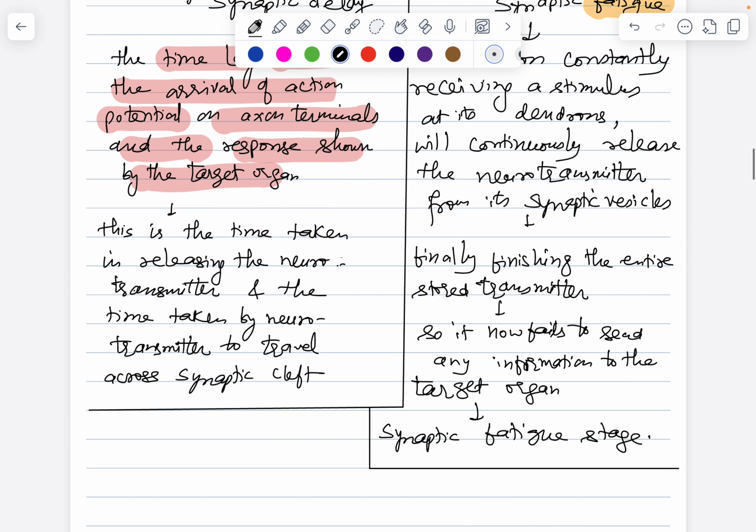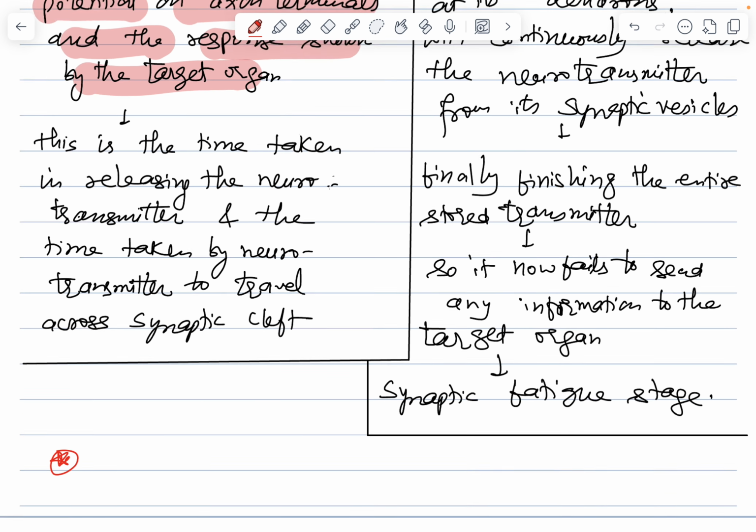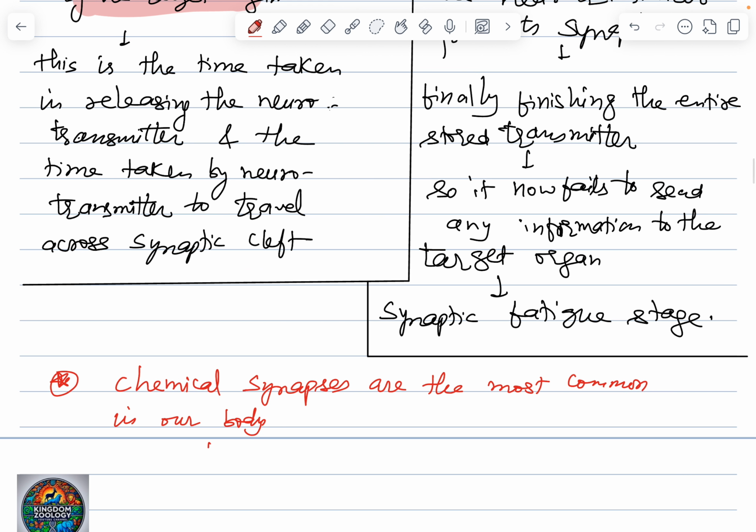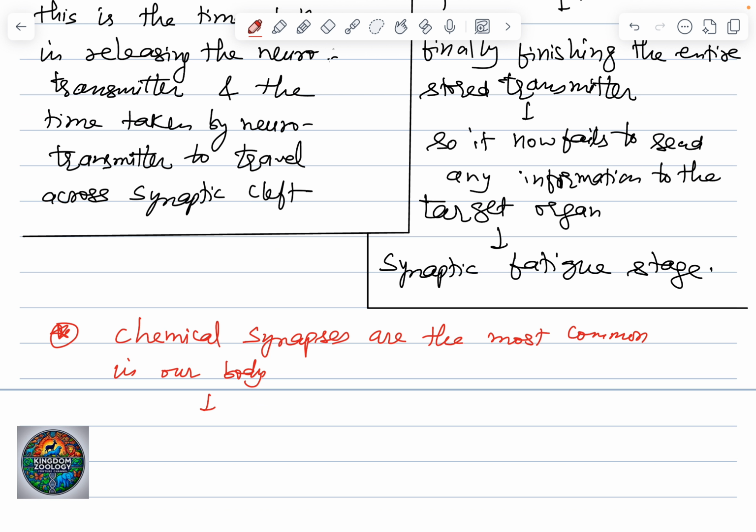In spite of having two problems, chemical synapses are the most common in the body. Even though there are two problems here, delay and fatigue, chemical synapses are the most common synapses in the body. So why do you think chemical synapses are the most common in the body? Because of an advantage that they have. The advantage is they allow unidirectional impulse transmission.